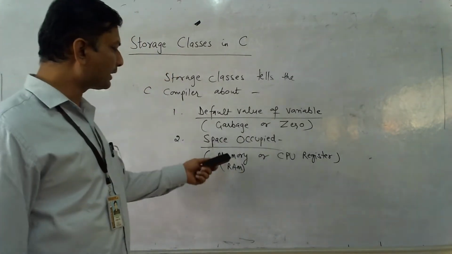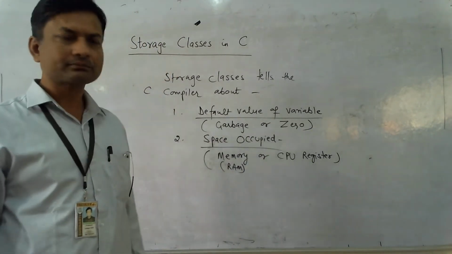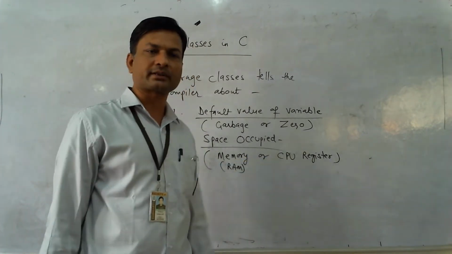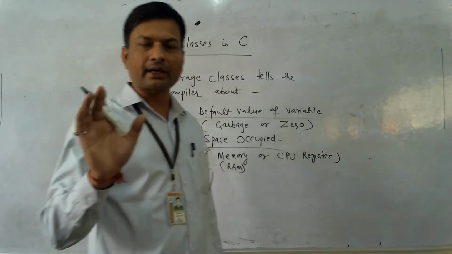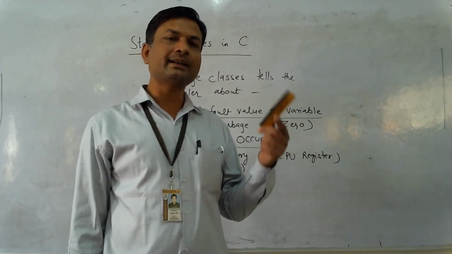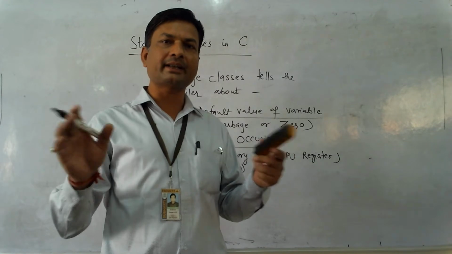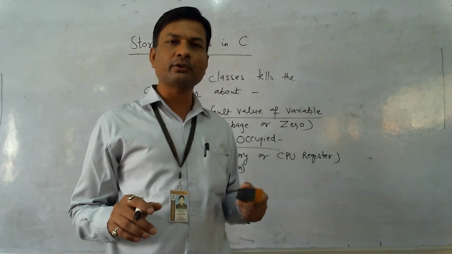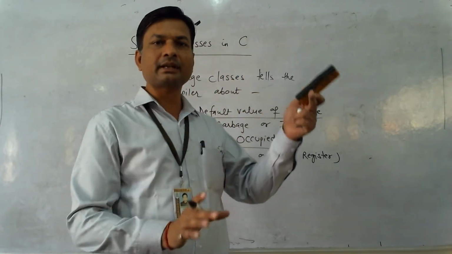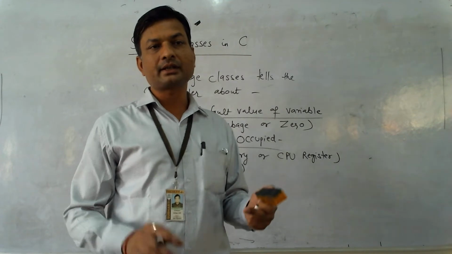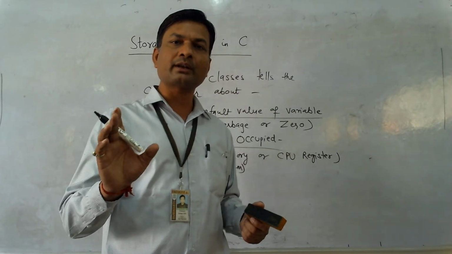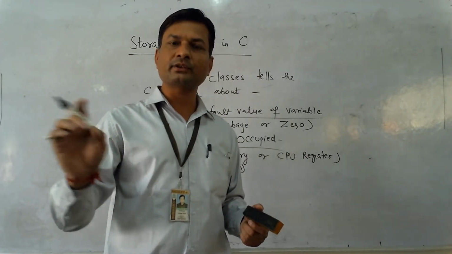We all are aware of the RAM, but I think most of the students are not aware of the CPU registers. When I taught the topic block diagram of computer, I told you that there are several units in any computer. Number one is input unit, second is output unit, third is storage unit, which has two parts, primary storage and secondary storage. And the fourth one is the central processing unit.